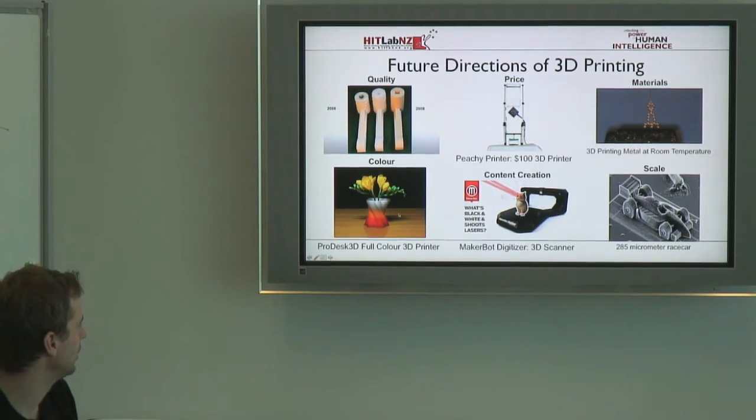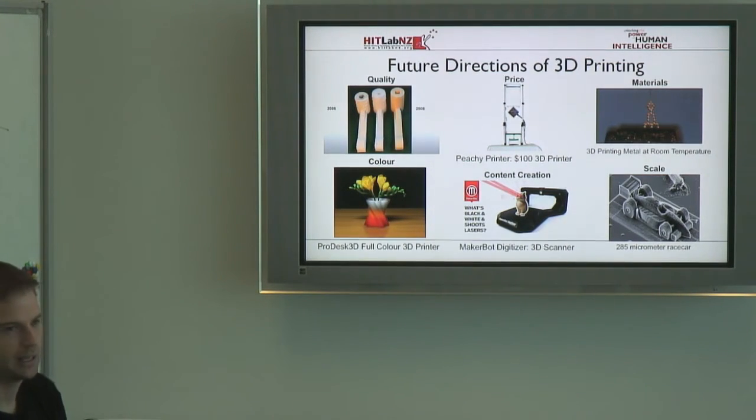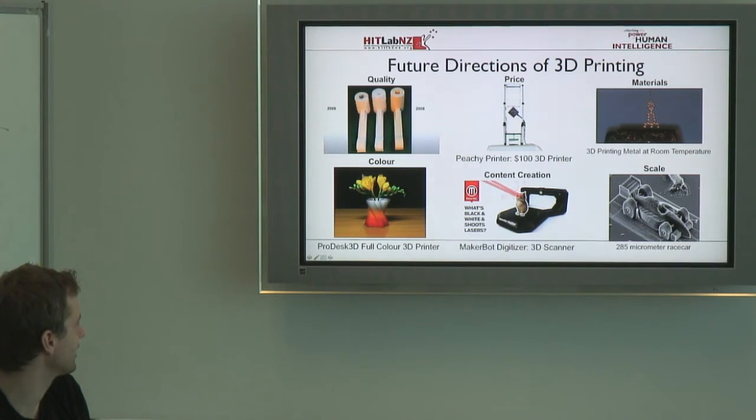Colour. So obviously the M-Core one prints in colour because it uses paper. Prodesk 3D, I'm pretty sure, uses more of a plastic powdery stuff, but it actually dyes the powder as it's coming through. So it has a powder which it heats up and melts, but as the powder's going through, it's using inkjet technology basically to dye it. So there's a little vase of flowers that they dyed.